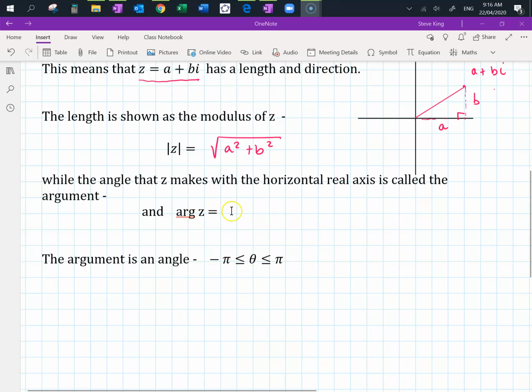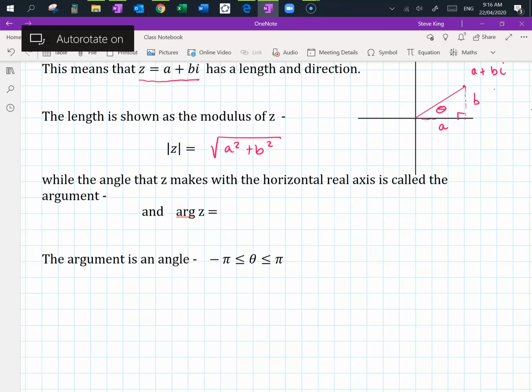And how are we going to work out this angle? Well, we basically use a bit of basic trig. This is the angle that we're working with over here, and I'm going to call it theta for obvious reasons. And the argument of z basically is going to be given by the tan of theta. In other words, it's going to be tan to the minus 1 of b over a. That will give me the argument of the particular point, the angle that the line makes with the horizontal axis.